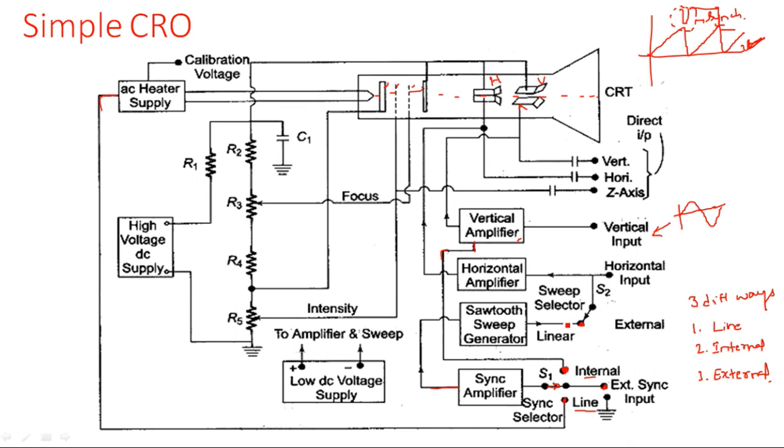Sync selector is used to select the trigger pulse from any of these three: line, external or internal. The sweep selector is to select the sweep signal, nothing but a sawtooth waveform, whether directly from the external supply or through the sync selector and sawtooth waveform generator, which is the linear way. Okay, so one is the linear way, another one is the external way. External way is the direct application of sawtooth waveform onto this horizontal input. Otherwise, using this internal circuitry, what I have explained so far, is also a linear method that the sweep selector can select. The output of this one is passing through a horizontal amplifier. The output of this horizontal amplifier is given to the horizontal deflecting plates.